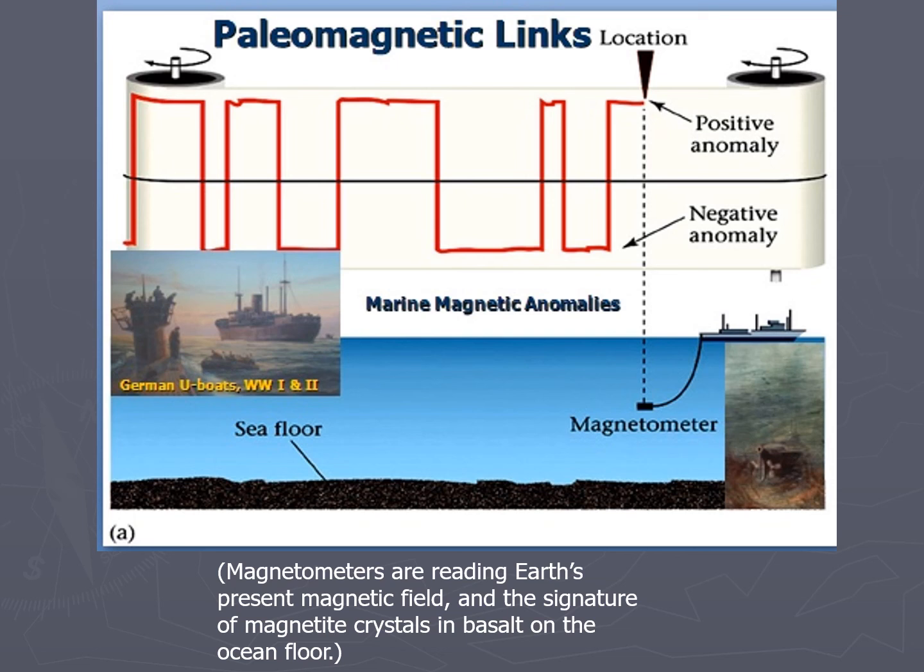Anyway, so what we discovered, look at the image across the top, there's a printout of it, that you'll have some length of time that you're moving along, and Earth's magnetic field appears to be very strong. And then it'll be weak, and it'll be strong again, and then weak again. So what's going on here? Well, the magnetometer is not only reading Earth's present magnetic field, but it's also reading the signature of magnetite crystals in the basalt on the ocean floor. Magnetite is a mineral found in basalt, and it is naturally magnetic.